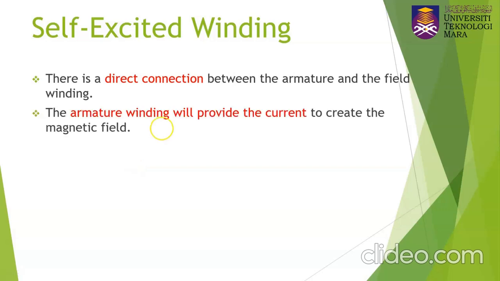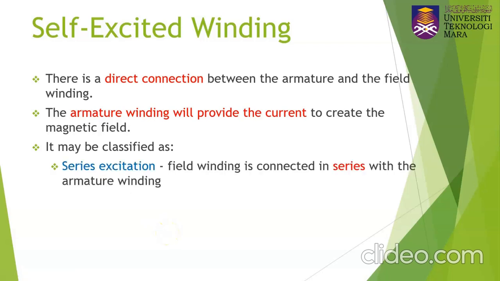Okay, so the armature winding will provide the current to create the magnetic field. Meaning that your rotor part will actually provide the current to the stator part in order to create the magnetic field. It may be classified as 3 different types. The first one is the series excitation.